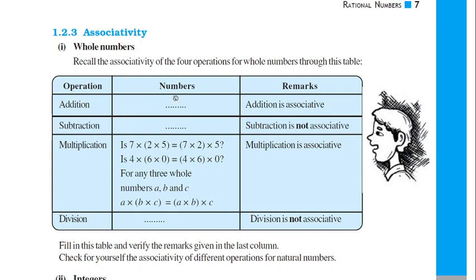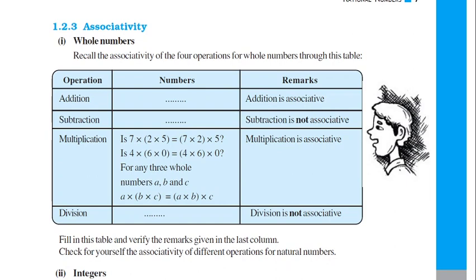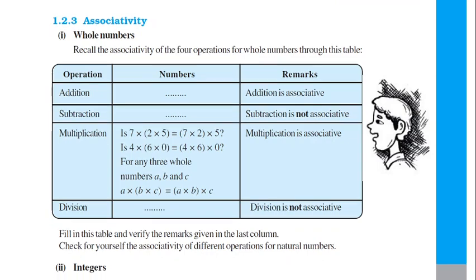Same way in addition, if you've been given 3 plus 5 plus 7, you can first calculate 3 plus 5 and then add 7, or else you can first add 5 and 7 and then add 3. The answer will be the same in both cases. So addition is associative, which is highly used in practical aspects. Remember these two important properties, commutative and associative. For whole numbers, addition is associative, subtraction is not associative, multiplication is associative, but division is not associative.